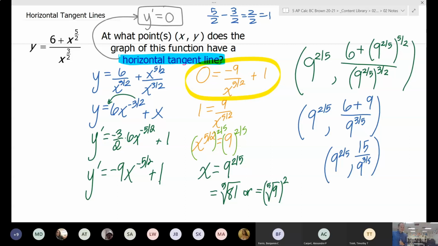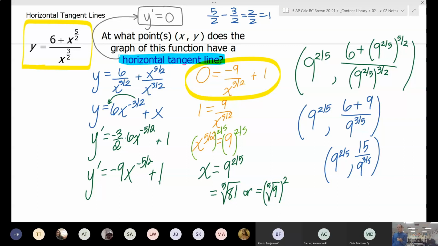Questions on that problem? How'd you get the y part? The y, so if I know what x is, I can plug it into the original equation to find the y. Oh, okay. Any other questions?